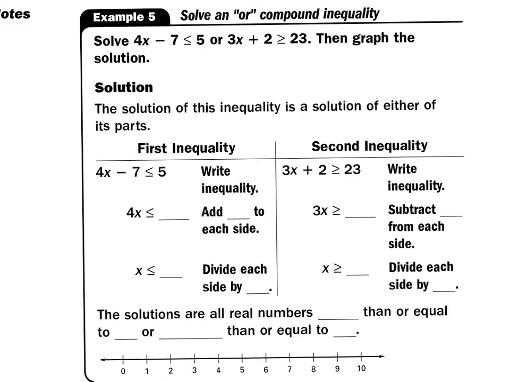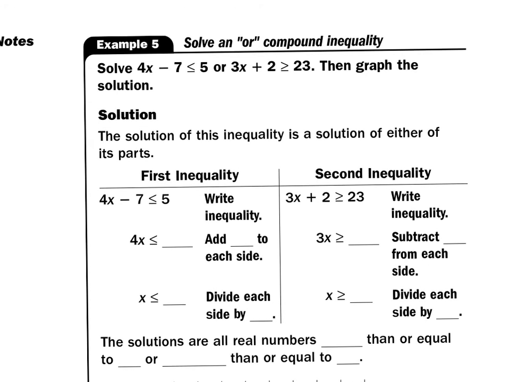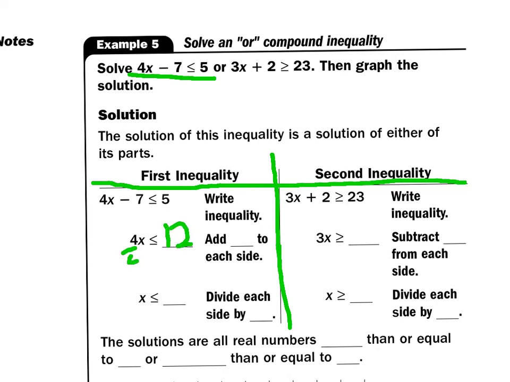Let's see if I can get this one right. Example 5. Solve an OR compound inequality. On an OR, it gives us 2 equations. So we're going to put them in what I call a T-chart. And the T-chart just gives us our 2 sides. So we're going to work at this side first. And I'm going to add 7 to both sides. And that'll give me 4x is less than or equal to 12. Divide by 4. Then I get x is less than or equal to 3.